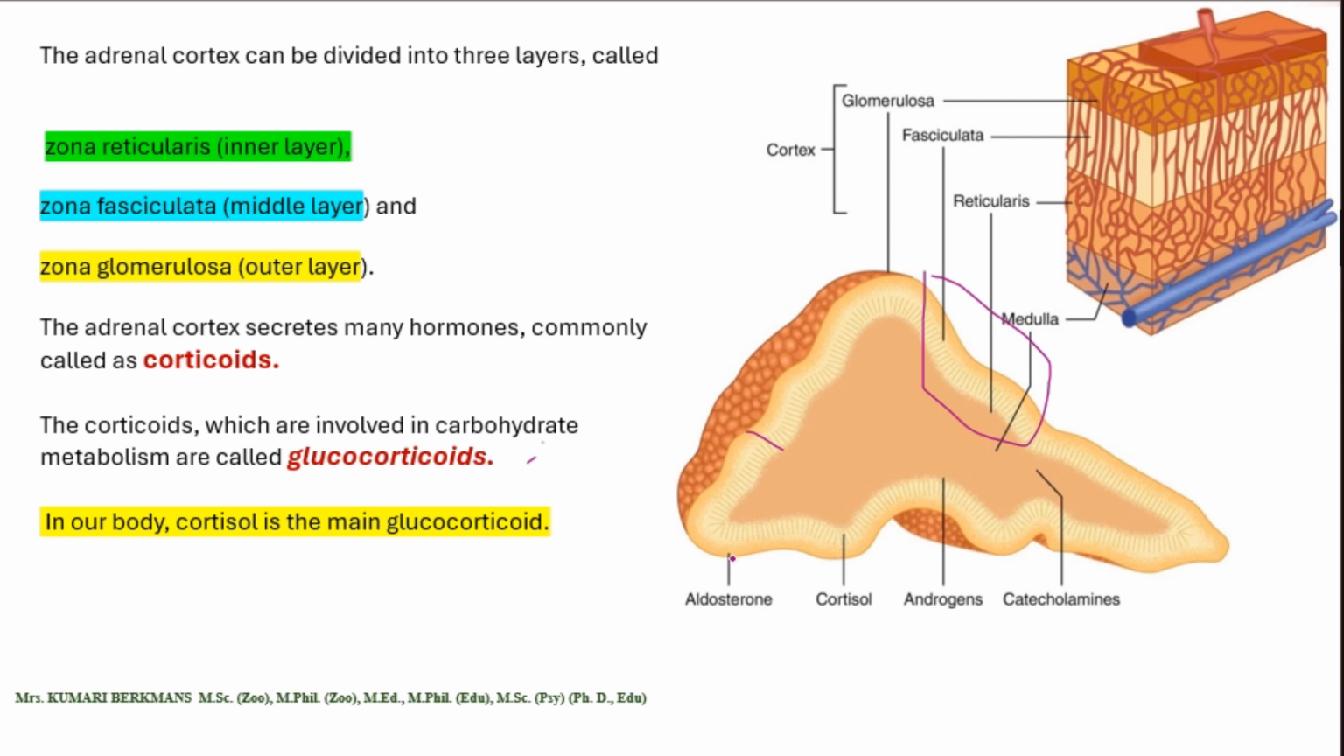Zona glomerulosa. Zona glomerulosa is secreting a hormone called aldosterone. Okay, aldosterone. And the middle layer, what is that? Zona fasciculata, it secretes a hormone called cortisol. Okay, make a note, all of you. And the inner layer, what is the inner layer? Zona reticularis. This secretes a hormone which is called androgens. Okay, and the medulla, already we have seen, it secretes a hormone called catecholamine.